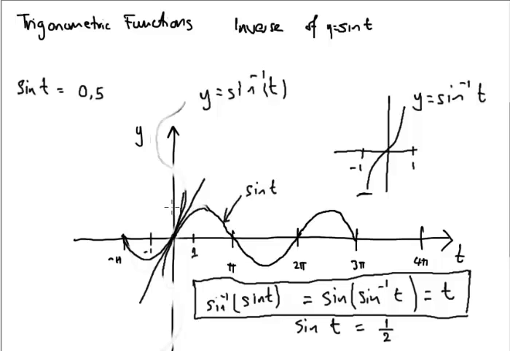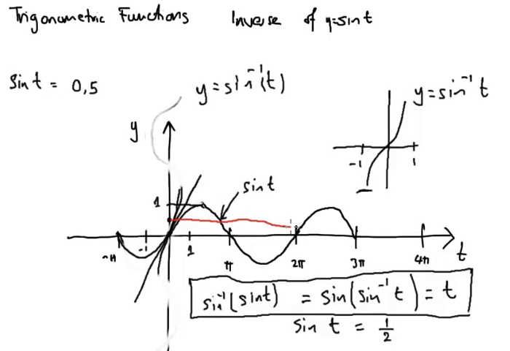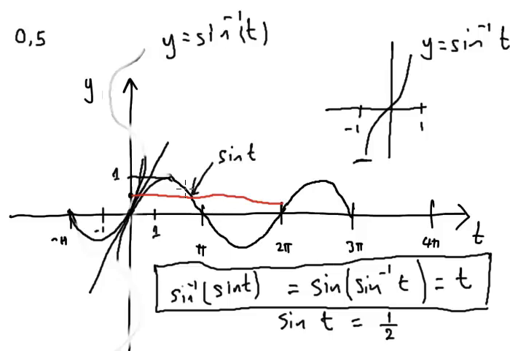0.5, if this is 1, 0.5 is somewhere there. Now if we take a horizontal at the level of 0.5, just from 0 to 2 pi, this t is going to be a t somewhere there, and it's going to be a t somewhere there. So within the period 0 to 2 pi, how many solutions are there?